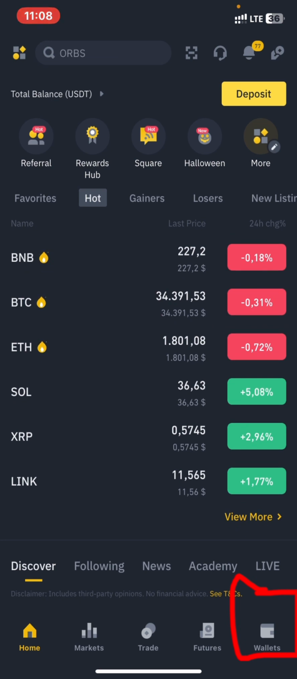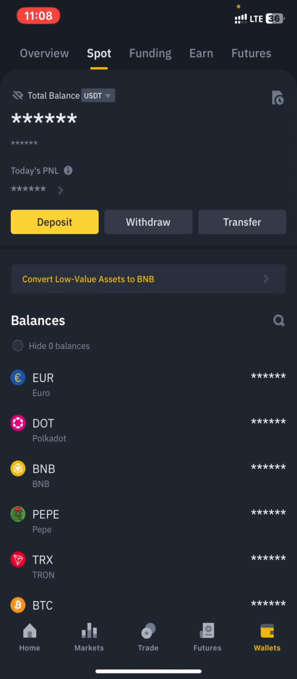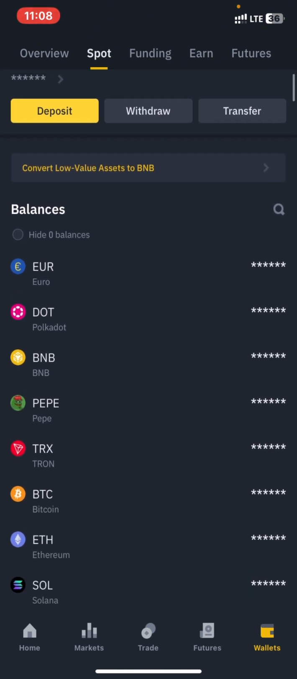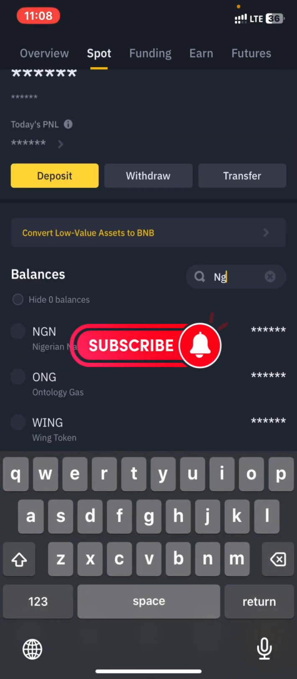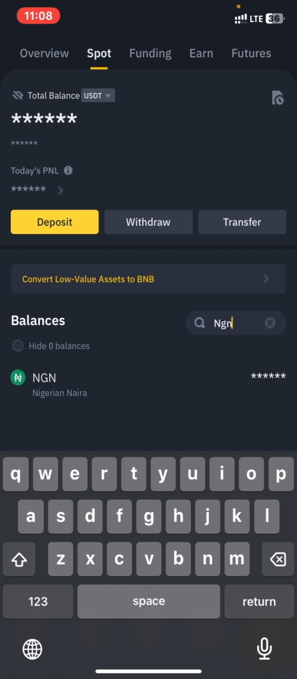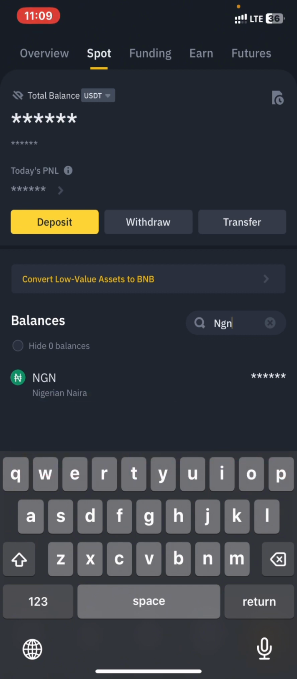Right here, come to this wallet, and on this wallet you can use any currency you want, but in this video I'm going to be using Naira. That's Nigeria currency. And right here I'll show you how to get your Naira into your account using the depositing mode on Binance. I've already made a video about this if you want to know how to deposit money into your Binance account directly from your bank account. I'm going to leave the video in the video description so you can watch it later.